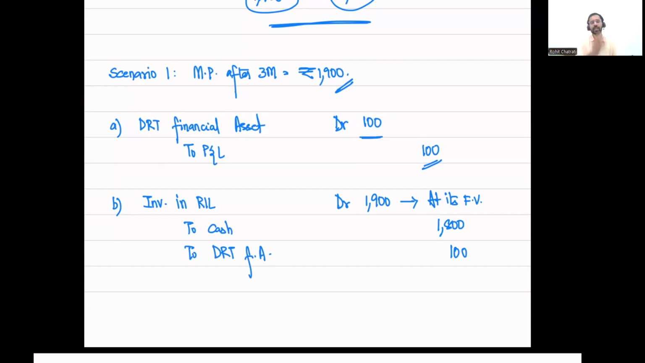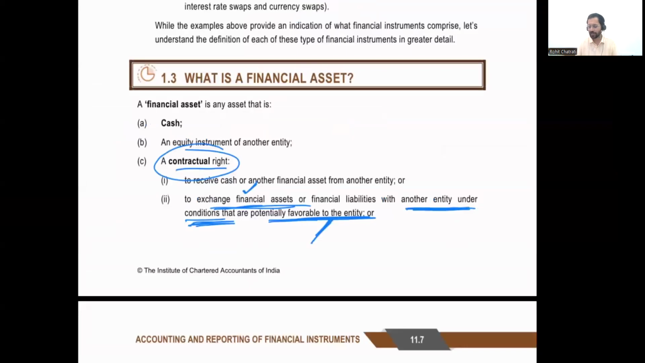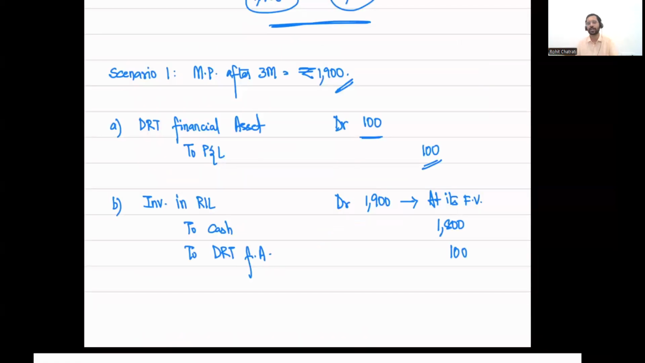All right. So on maturity, I first will create a derivative financial asset, because a derivative under which I have a right to receive a financial asset under favorable conditions is actually a financial asset. A contract where I have a right to receive Reliance shares under favorable conditions is a financial asset for me. It's a derivative financial asset, and hence I'm going to create a derivative financial asset of 100 rupees. And then comes the settlement leg where I actually receive investment in Reliance shares. I record the investment in Reliance shares at its fair value, and I credit cash and I credit derivative financial asset. All right, so this is how we're actually going to record the journal entry.